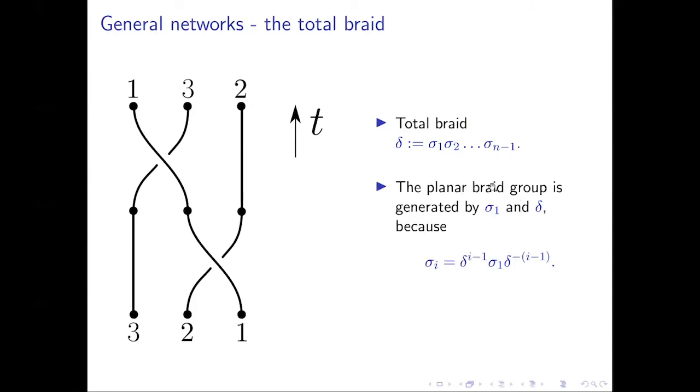And then one can show that the planar braid group is generated only by sigma one and such a total braid. So this is maybe a bit surprising, that you can have only two generators for the planar braid group. And this is because any simple braid can be expressed as a conjugation of sigma one with the total braid many, many times.